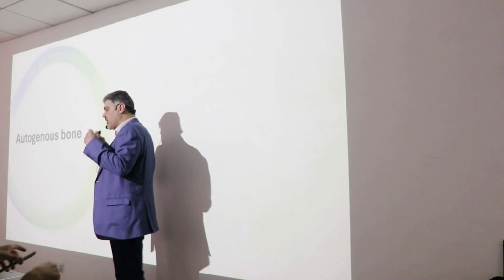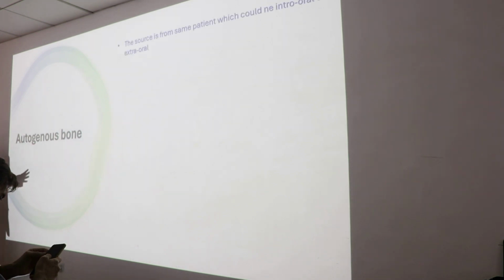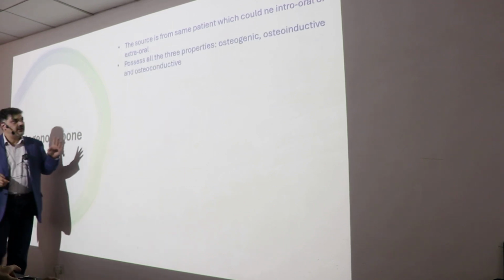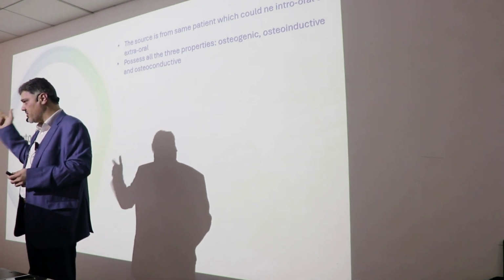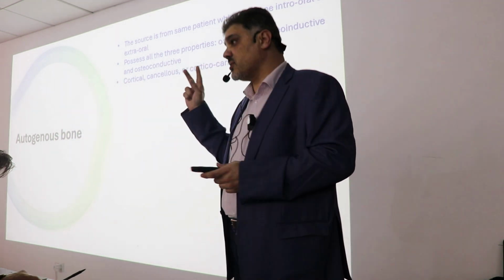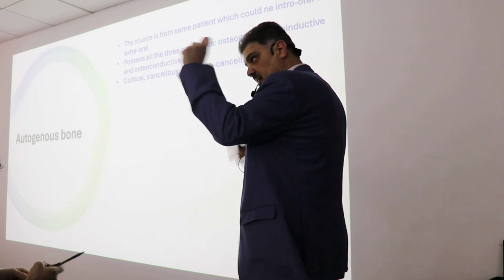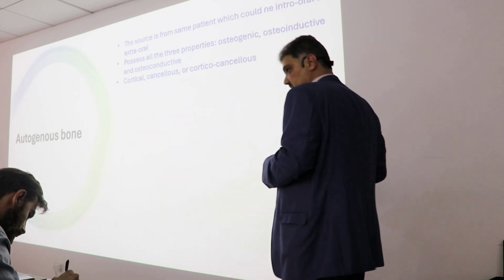Autogenous bone is a bone from the same person, the same patient, so we call it autogenous. We can collect it either extraorally or intraorally, mainly from the chin and ramus. It's the only bone that possesses the three mechanisms: osteogenesis, osteoinduction, and osteoconduction. It has two forms because of the histology of the bone: either cortical, the outer, dense part, or cancellous, the inner part of the bone, or corticocancellous.